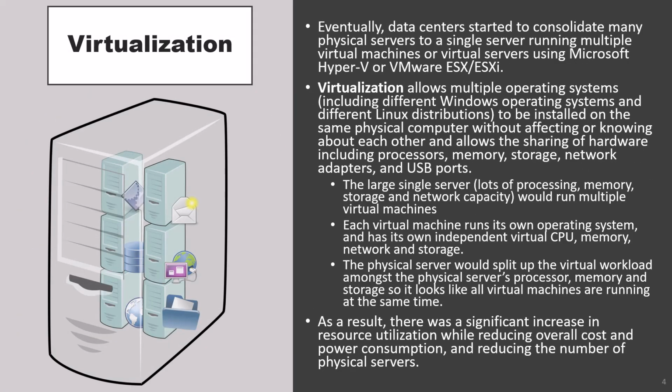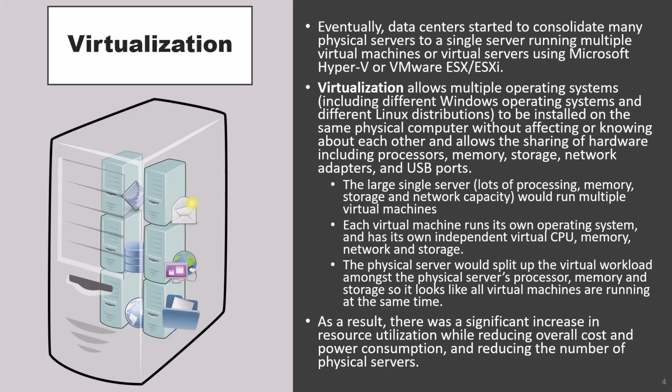Eventually, data centers started to consolidate many physical servers to a single server running multiple virtual machines or virtual servers using Hyper-V or VMware ESXi. Virtualization allows multiple operating systems, including different Windows operating systems and different Linux distributions, to be installed on the same physical computer without affecting or knowing about each other, and allows the sharing of hardware, including processors, memory, storage, network adapters, and USB ports.